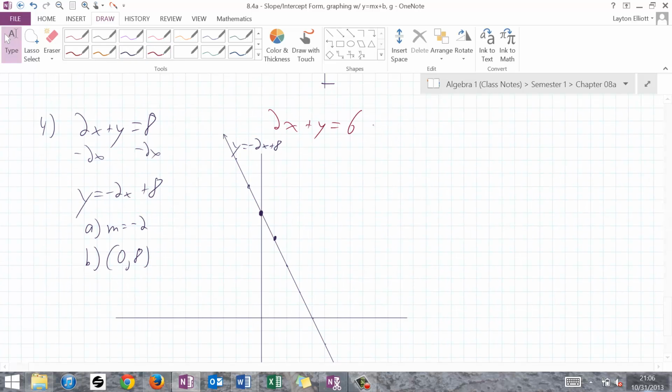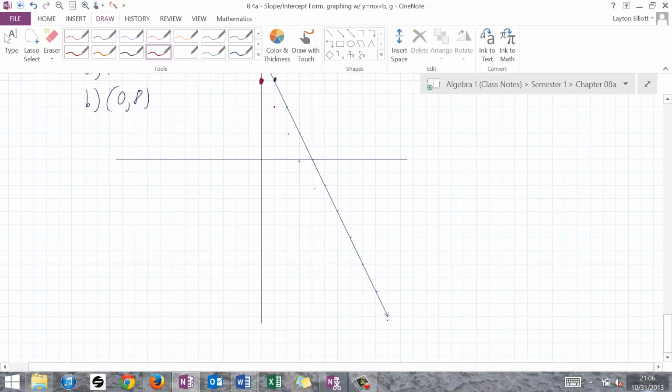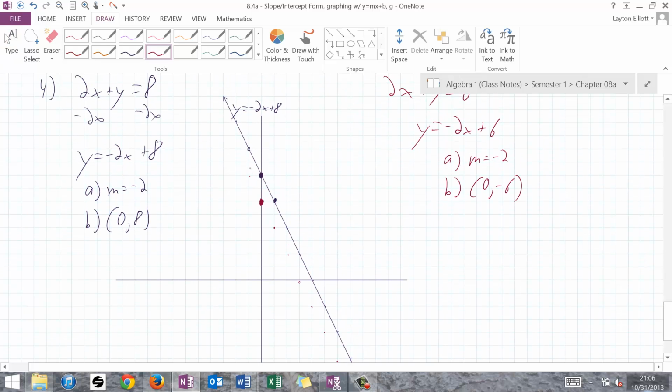I'm going to switch back over to this one here, and if I subtract 2x, I get y is equal to negative 2x plus 6. So almost the same thing, but I'm starting at 6 up. Remember, I have a slope of negative 2 and a y-intercept of 6. That's a starting point. So I can go down right 1 from here and keep putting the points all the way down, again, just like we did before. I'm going to go all the way up and do the same thing.